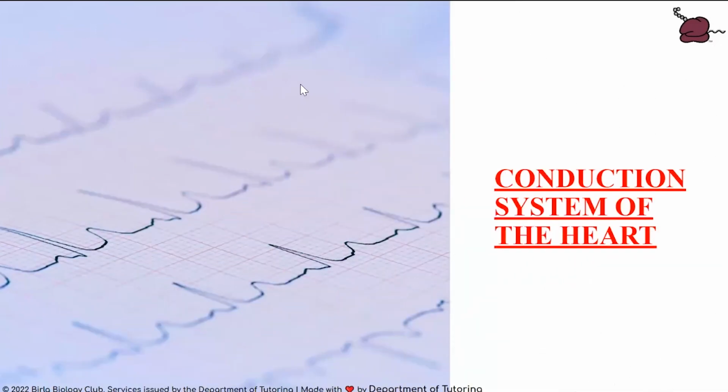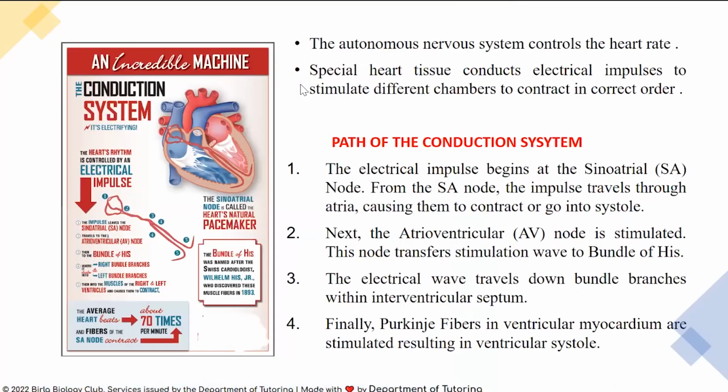Let's now see about the conduction system of our heart. It's our autonomic nervous system that controls our heart rate. Let's see about the path of the conduction system now. Our heart contracts when it receives an electrical impulse from the sinoatrial node. It starts when our sinoatrial node creates an excitation signal. This electrical signal is like electricity traveling through wires to an appliance in our home.